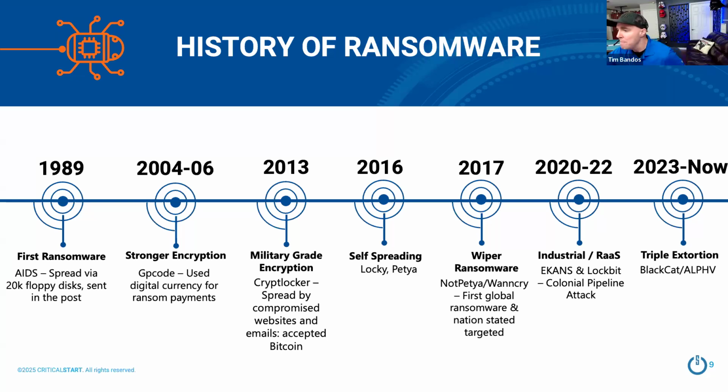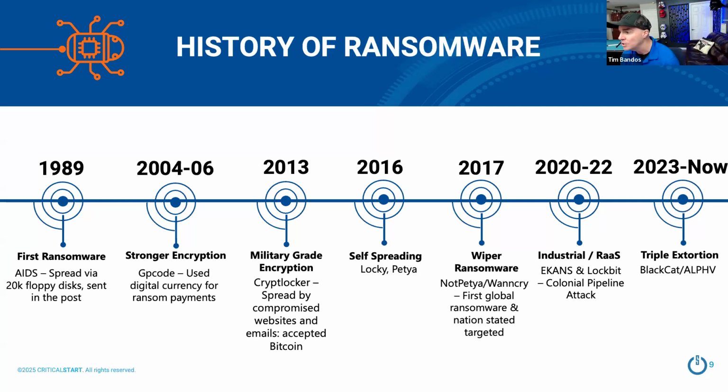Then we get into the mid 2000s, 2004, 2005, 2006. This is where there was a resurgence of something called GPCode or Trojan.Ransom.A type variants. Ultimately what that did is it encrypted files with a weak encryption, even though it says stronger encryption. But these earlier versions demanded payment via prepaid cards and wire transfers. So this is before the dawn of Bitcoin and digital currencies. And then we moved to military grade encryption, like CryptoLocker, spreading via compromised websites.